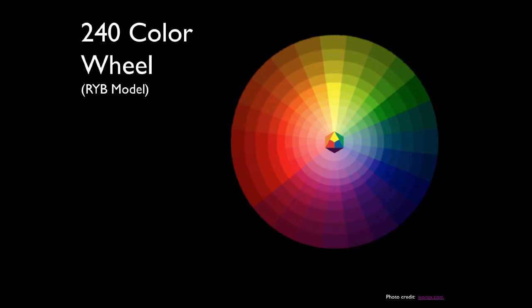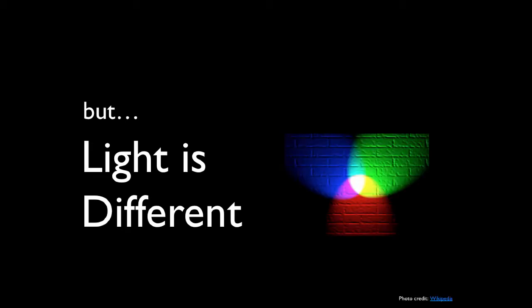And from there, you can create these great-looking multicolor wheels, such as this one, which has, if I counted correctly, 240 colors. All right, so that all makes sense, but light is different. And you immediately get a sense of that when you see these three colored lights shining on the wall, and the main colors seem to be red, green, and blue.